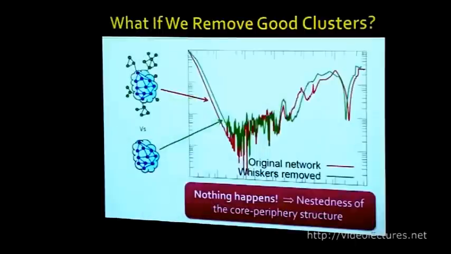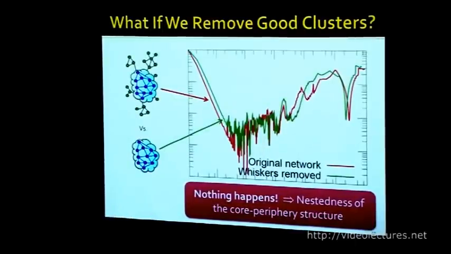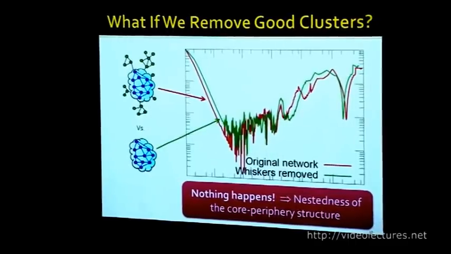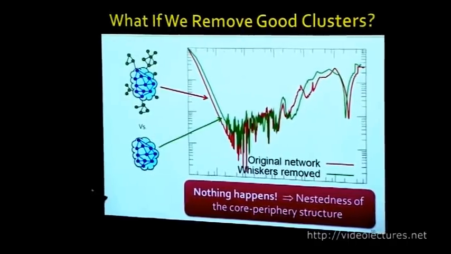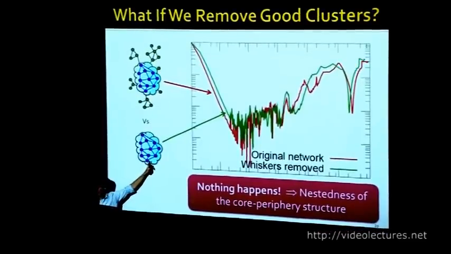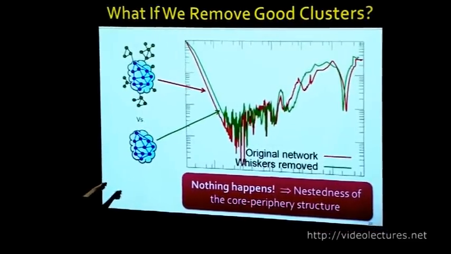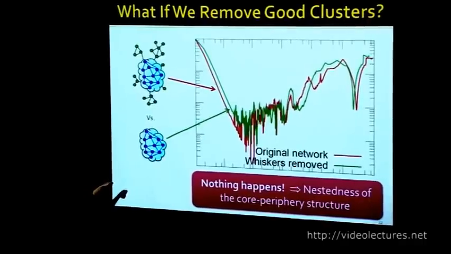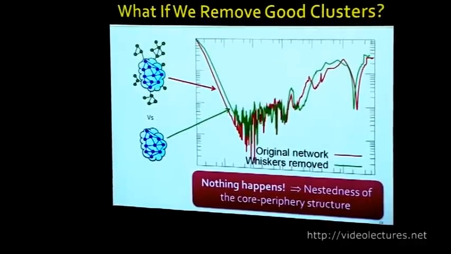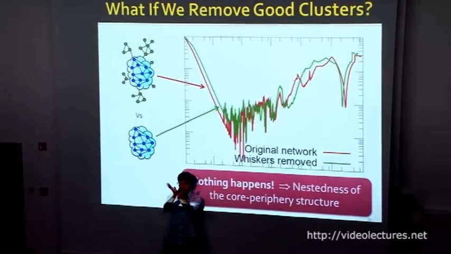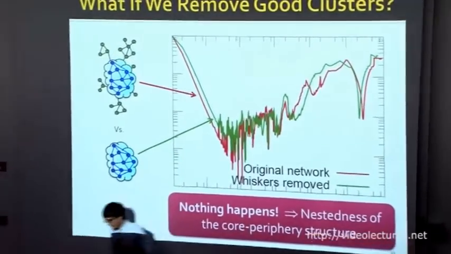So why am I telling you this? Because I can do the following. I can take my network, identify my whiskers, and then remove them. So I can ask, what is the community profile of the full network versus the community profile of the core of the network only? What I'm showing you here is that green is the community profile of only the core, and red is of the full network. So what do you see? Basically, you see that very little happens. My red curve just shifted upwards and to the right a bit.